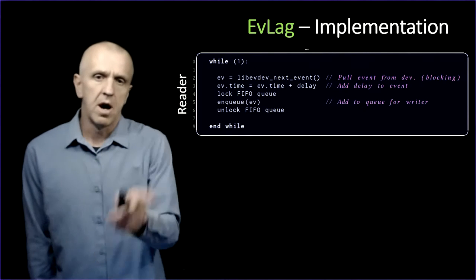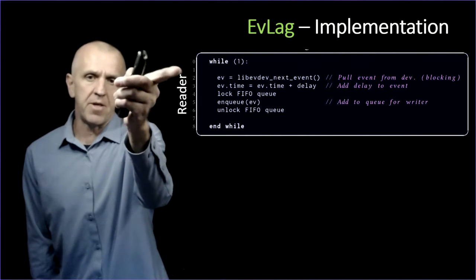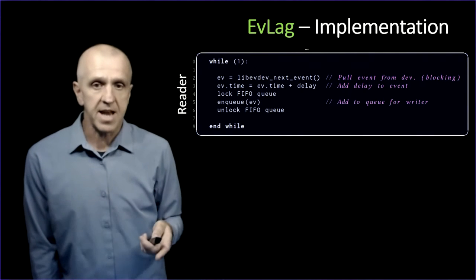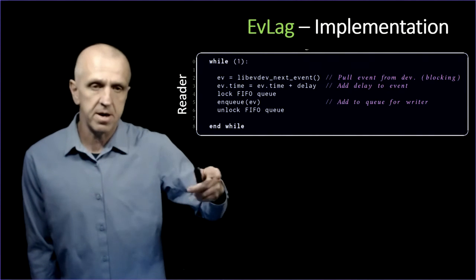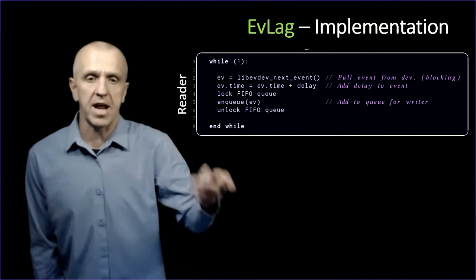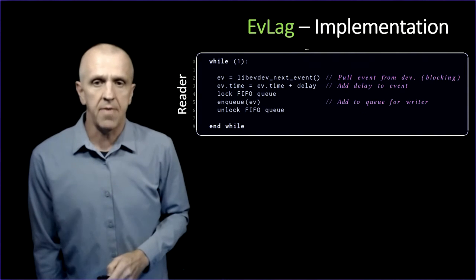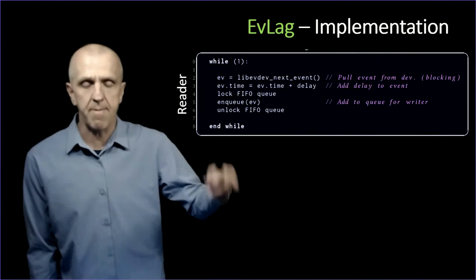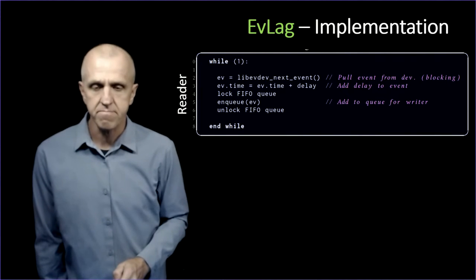Basically it loops forever. It's going to read from the device, the evdev device. It gets the event. It says, hey, what time is it now? And then what time is the event queued? And it adds whatever delay you want, so it adds the lag to it. And then it puts it in this FIFO queue, and it repeats, gets the next event. So it's basically grabbing the events and adding the necessary lag to them.